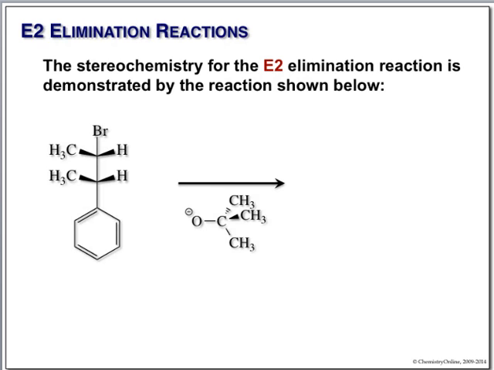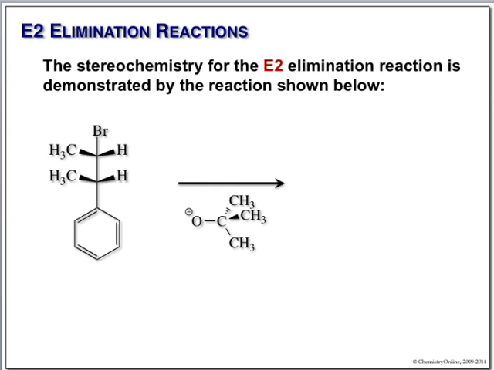The E2 elimination requires that we pull a hydrogen off at the same time we break the bond to our leaving group. Now, we could do this two ways. We're going to pull off this hydrogen. We can pull it off from the same face or from an opposite face. We'll see in a little bit if we want to do an elimination reaction.